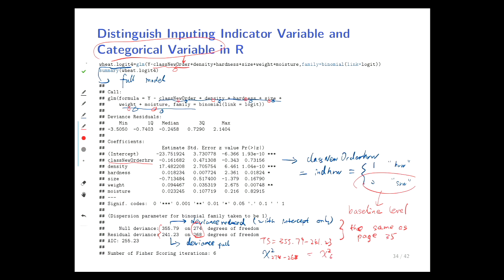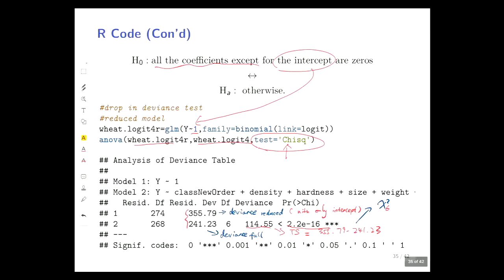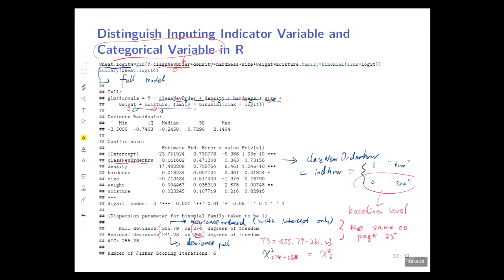So that's how we use the summary output to help us achieve the overall significance test. And alternatively, you can use the ANOVA function, which is more direct, but which can also help us understand some output in the summary.